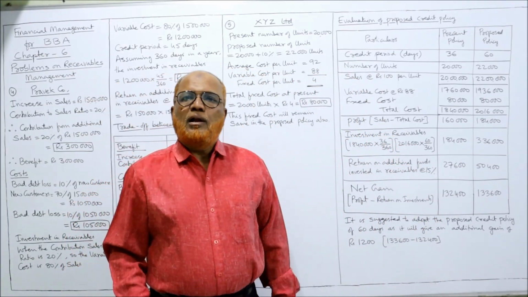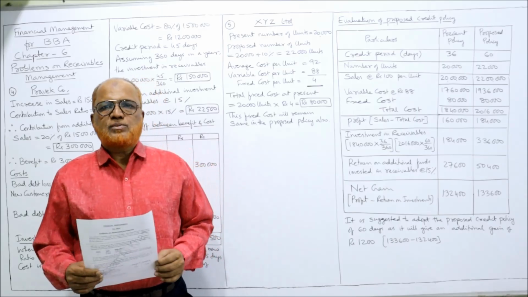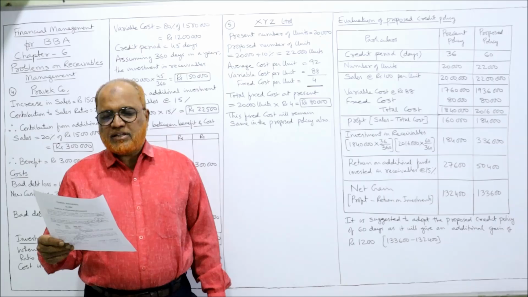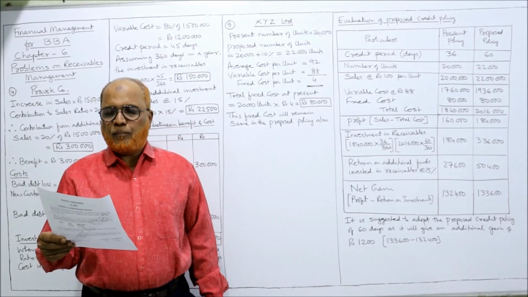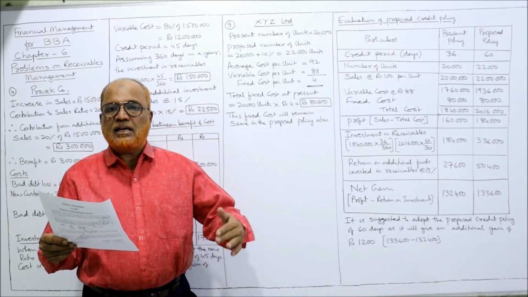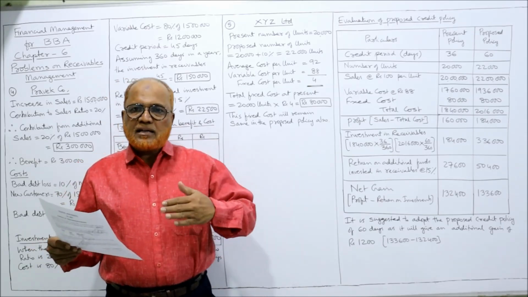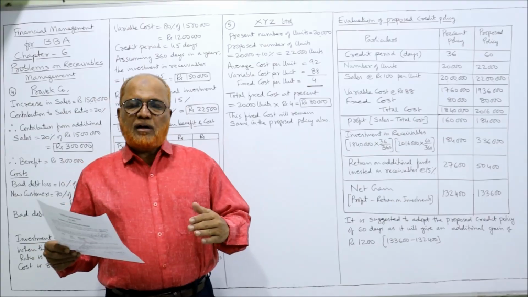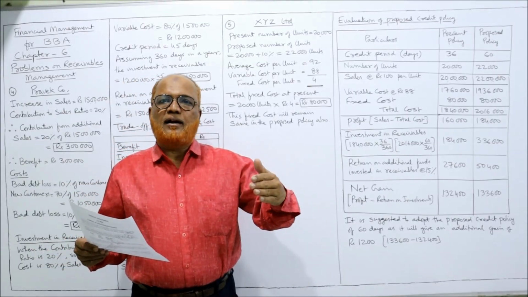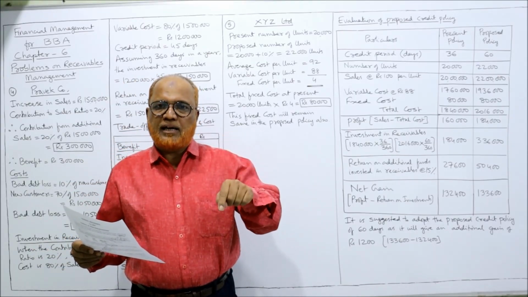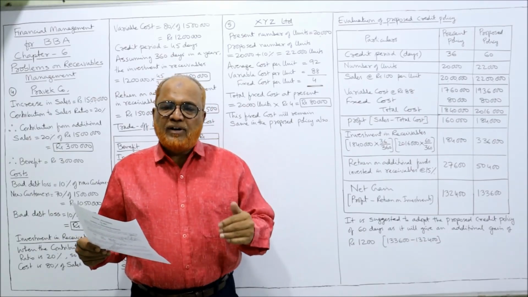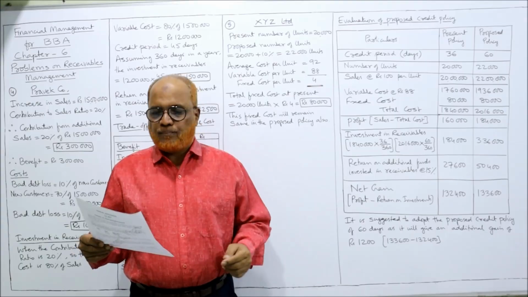Now, last and final problem, that is problem number 5. XYZ Limited is examining the possibility of relaxing its credit policy. Relaxing means extending. So whenever the credit policy is extended, the business will get the gain and also the business will incur some loss. Some benefit is there, some cost is there.